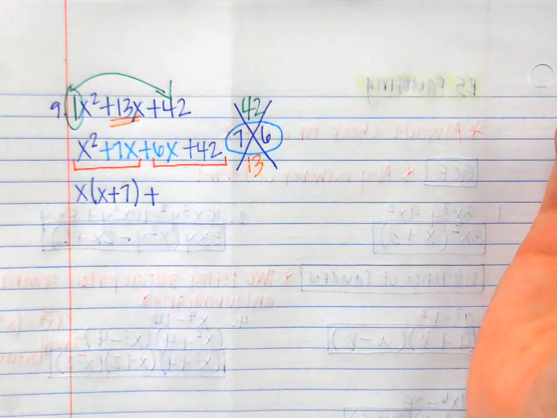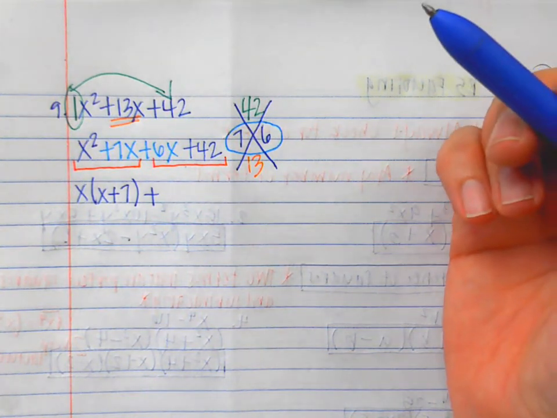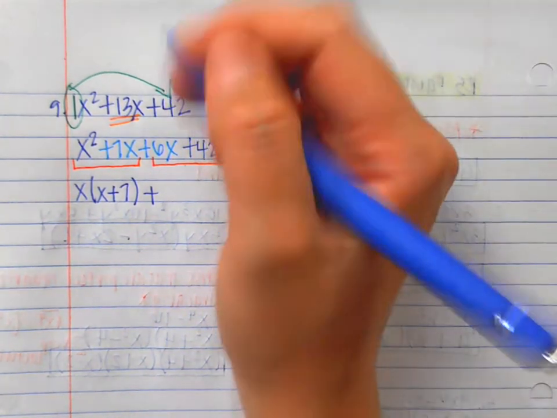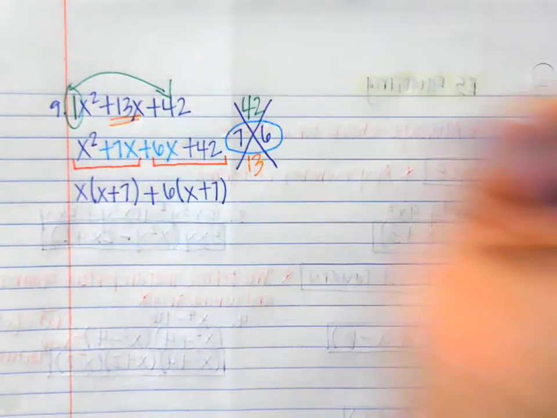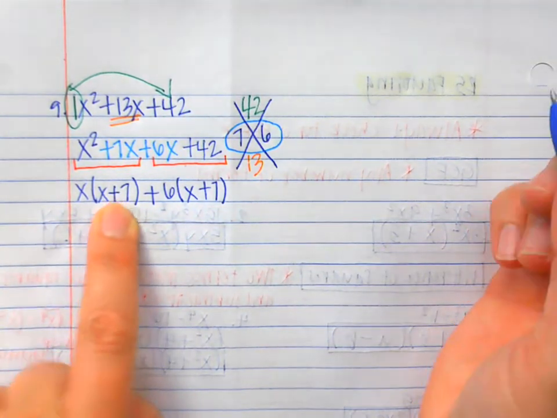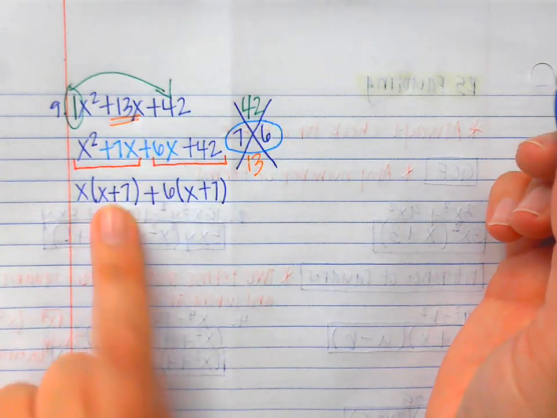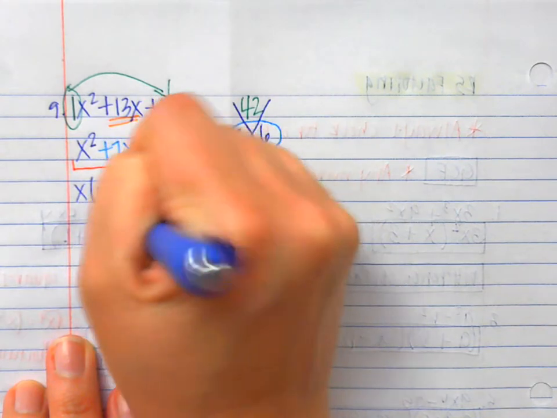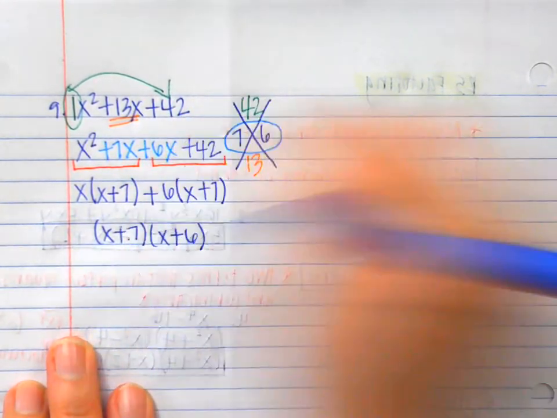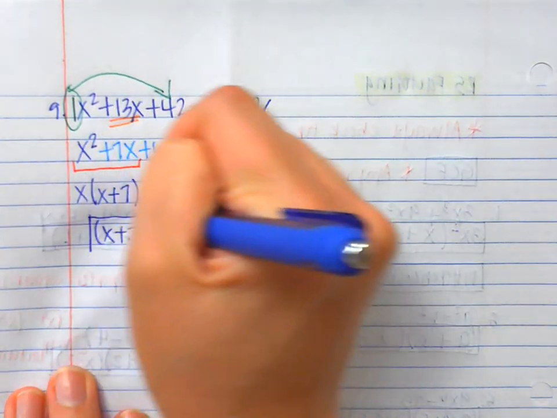Remember, you always bring down your middle sign. So we bring down that plus. 6x plus 42, I can factor out a 6, and I'm left with x plus 7. And so now, are these the same, x plus 7, x plus 7? Yes. And so I have x plus 7 times x plus 6. And that's my final answer.